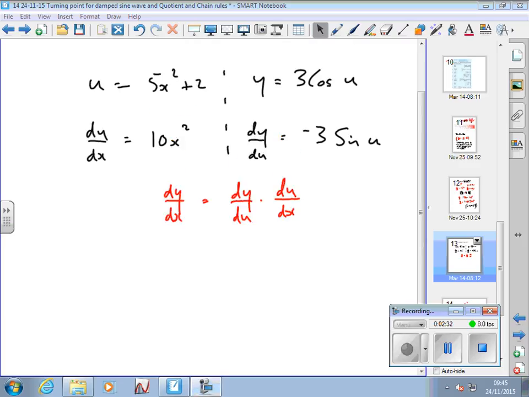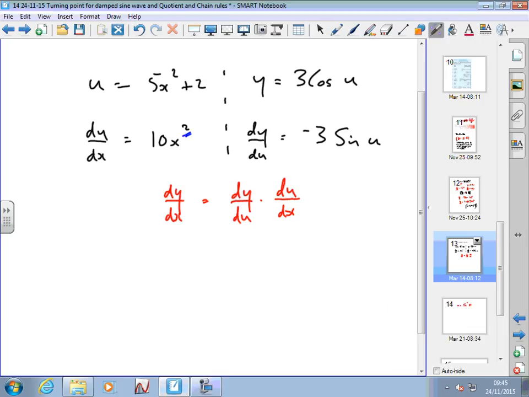Yeah, it's been pointed out to me that, of course, when I differentiated this, I forgot to take the 1 off the power, which you're all screaming at me about. So, yeah, it should be just 10x. Thanks, Aaron.